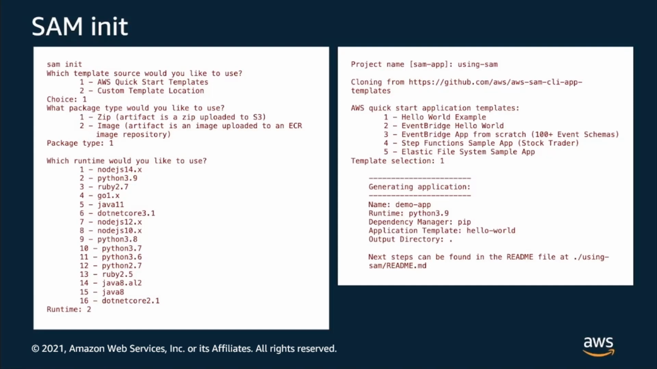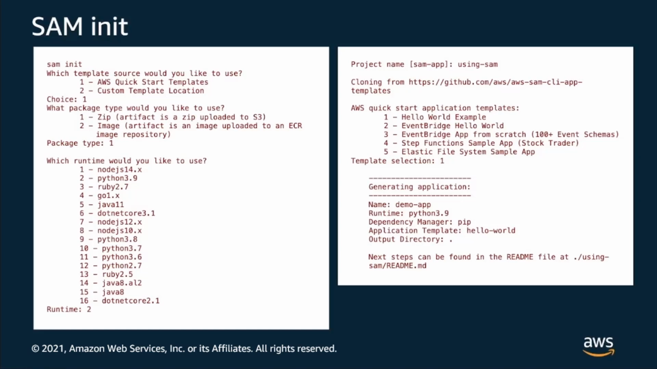And then it'll ask you, what package type do you want? Do you want them zipped as a zip image or as a container image? Both work. Then you choose the runtime, and in this example I'm choosing 2, which is Python 3.9. Then I name the project, and then it grabs the templates if they don't exist, and you can choose which of the AWS managed templates you want. And this I'll choose Hello World, and then I hit enter.